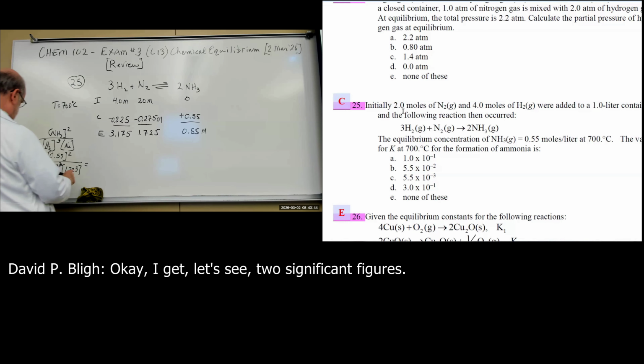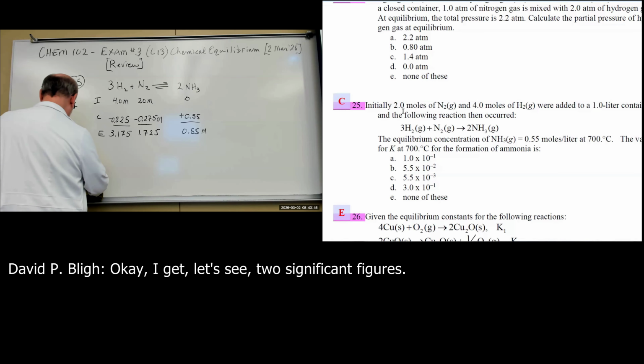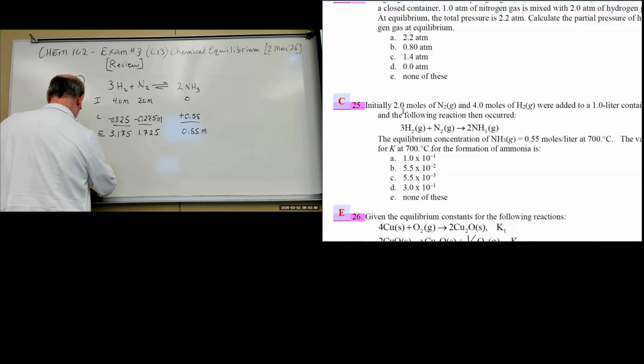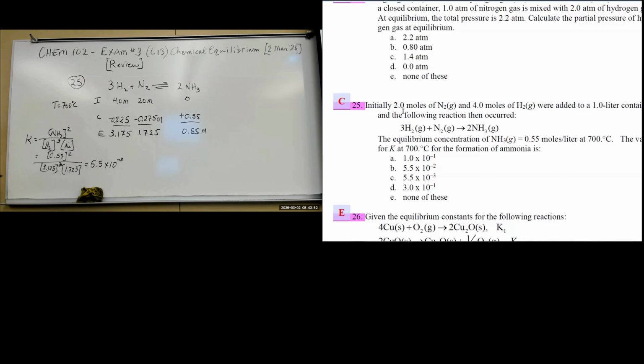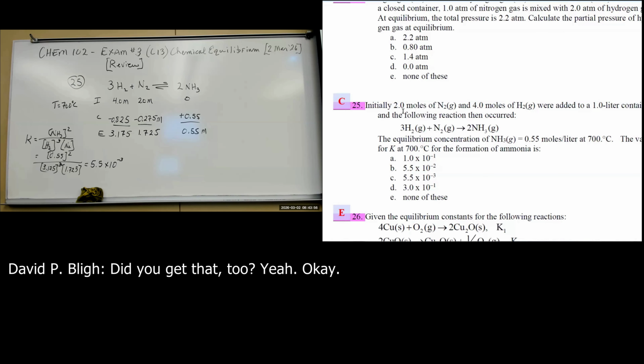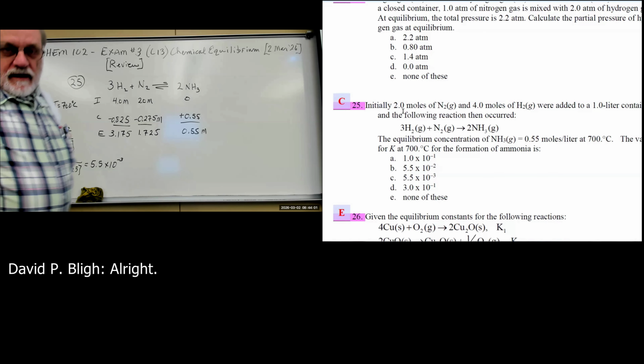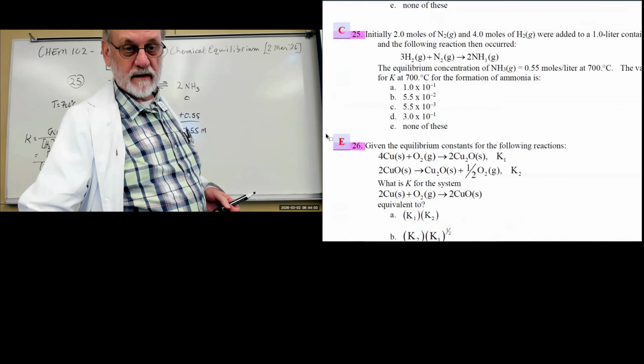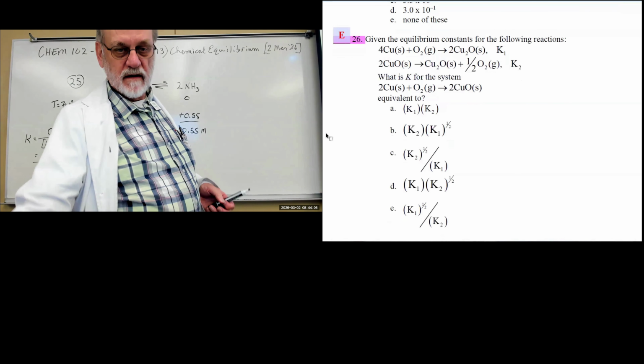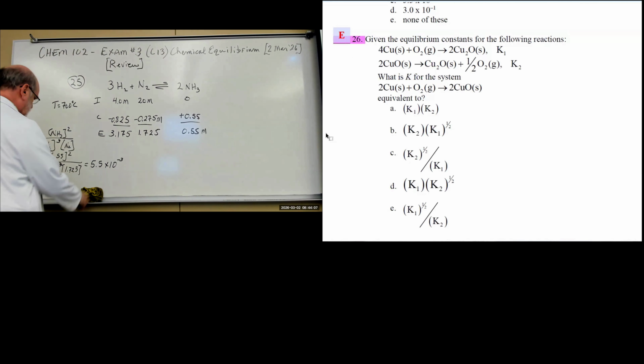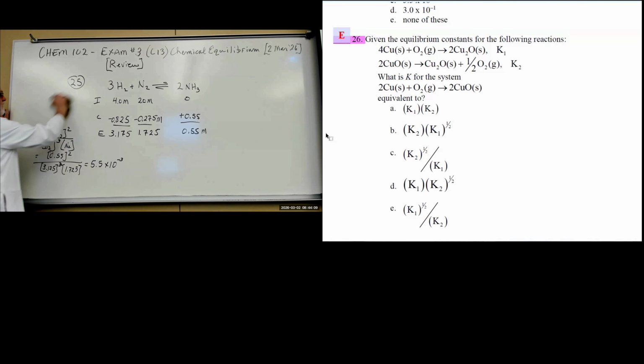Okay, I get, let's see, 2 significant figures. -3. Yeah. Did you get that too? Yeah. Okay. All right. 26.